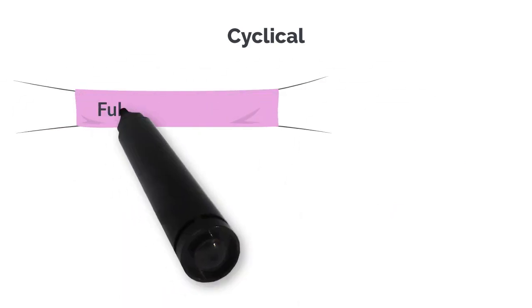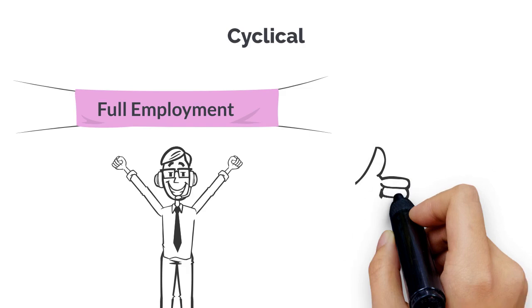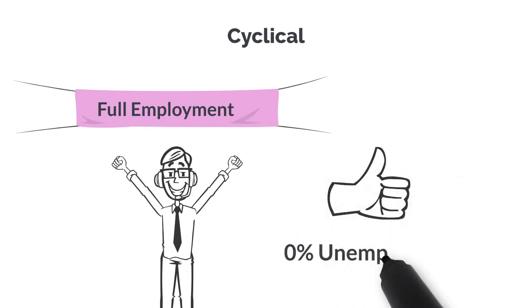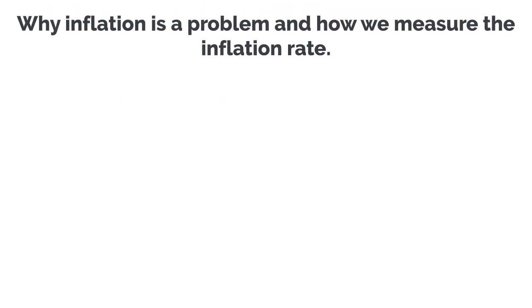Full employment is when all available labor resources are being used in the most efficient way possible without triggering inflation. It is a theoretical state in which anyone who wants to find full-time work can do so, and unemployment is at 0%. Why inflation is a problem and how we measure the inflation rate.